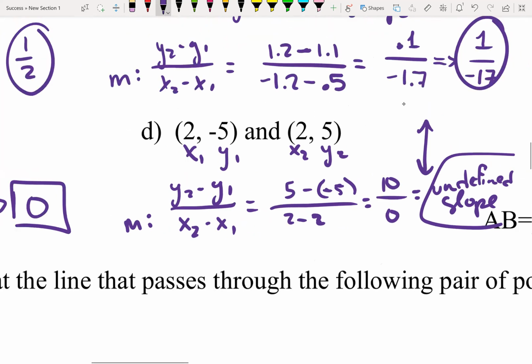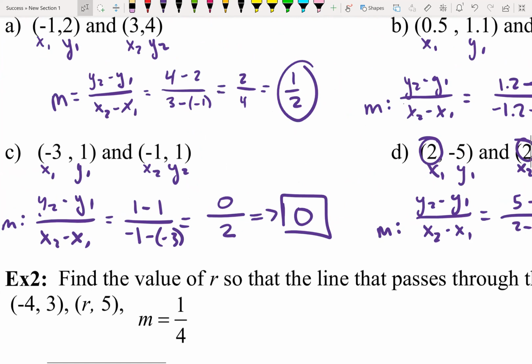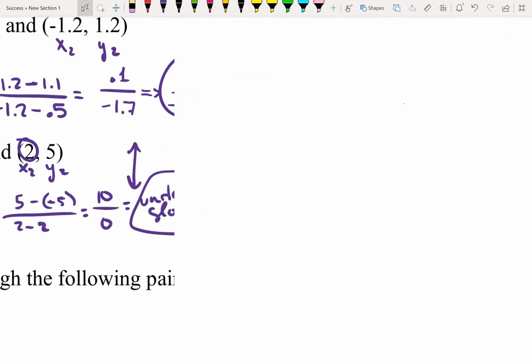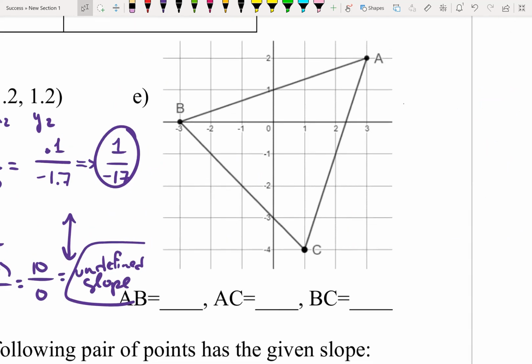One thing to note, I always like to think of my undefined and my zeros, right? If I'm an undefined slope, notice my x value is always the same in any point that I use. For my zero slope, my y value is always the same. Just a little thing to look for. All right. Going a little bit further to the right, we have this triangle over here, and we want to be able to find the slope of that triangle, or of each part of that triangle, excuse me. So the first one here, we have AB.